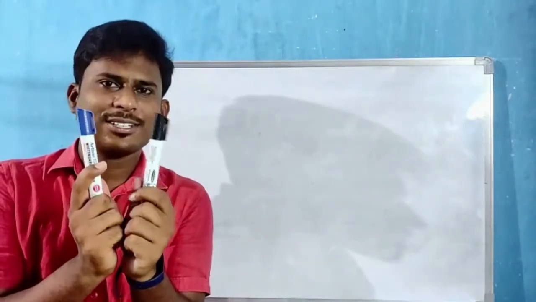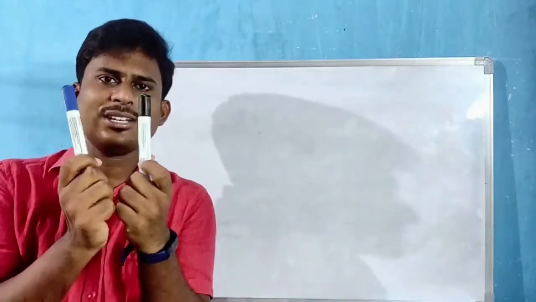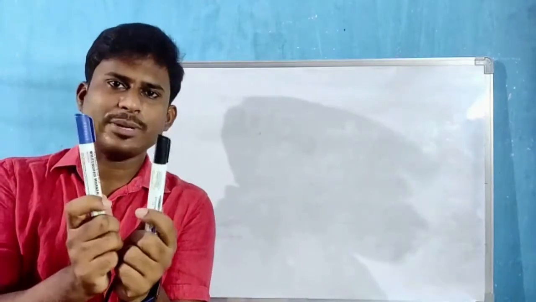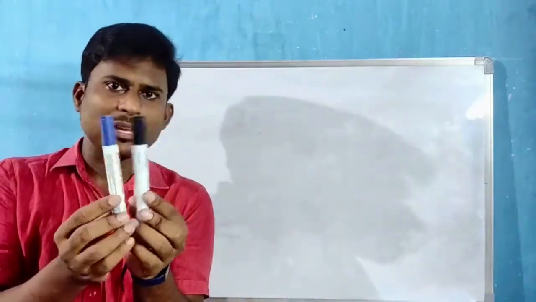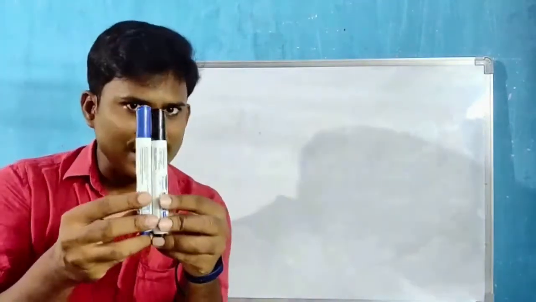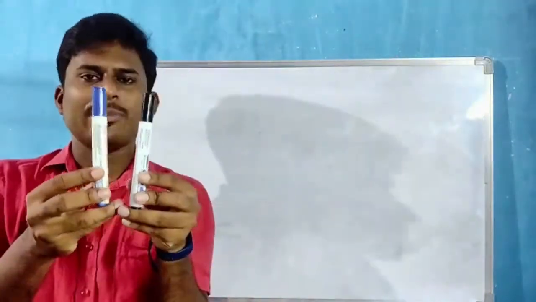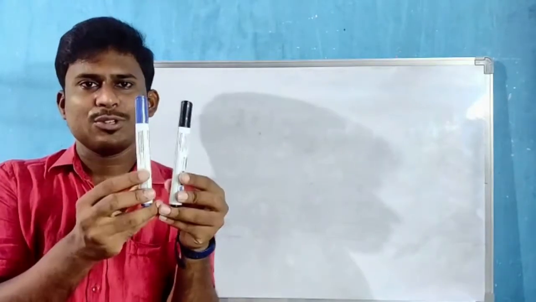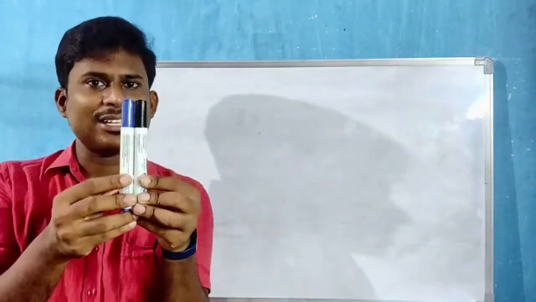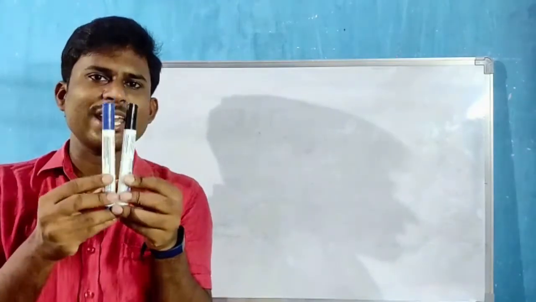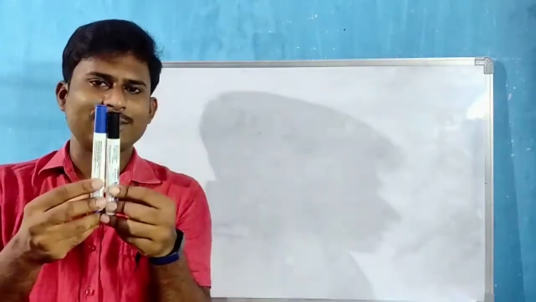What are these? Can you say? These are pens, marker pens. Black and blue. We don't need to compare the colors now. Now see the size. In my right hand and left hand I have two pens. Are they different in size? Both are the same. They are equal.